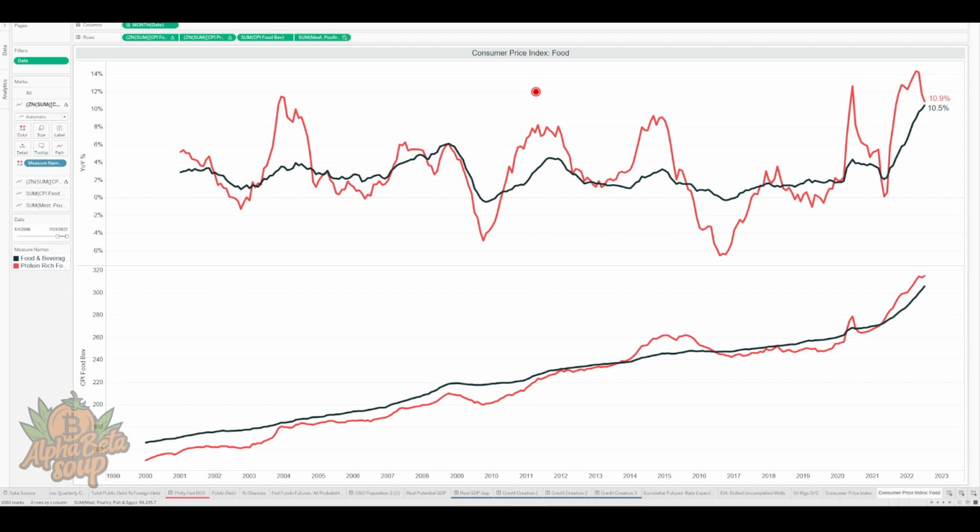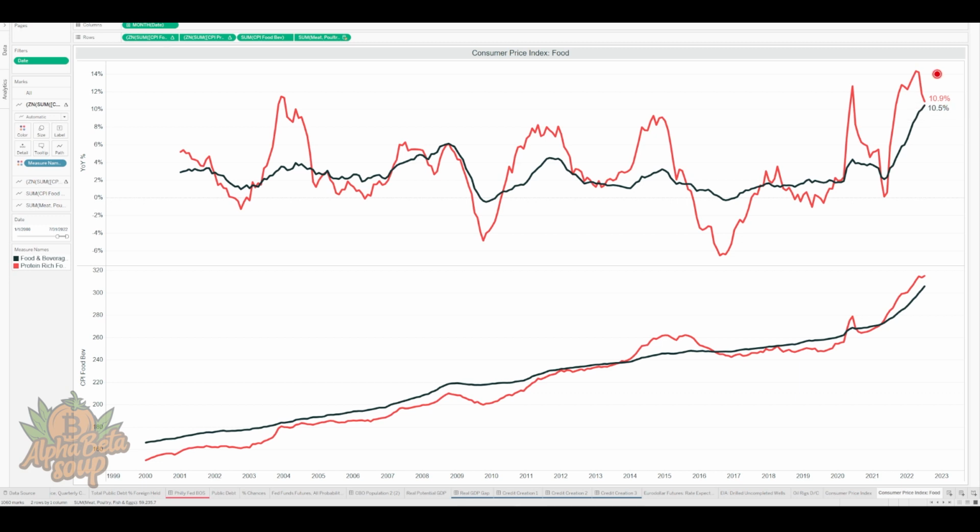Protein-rich foods are necessary for human survival. They also tend to be more volatile than the entire basket of food. As you can see here, the red line moves a lot more than the black line, but the black line moves a lot more than the rest of the CPI basket. So this is a very volatile piece of it. And you can see over here, total food costs over the last year are still up 10.5%. And even in the month of July here, they printed a higher value than they did in June. They've actually gone up a small amount.